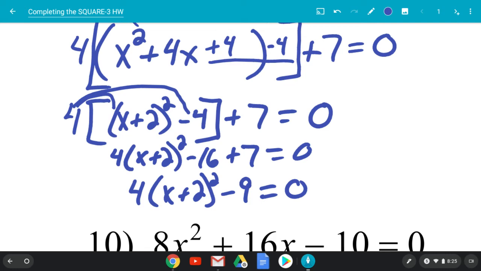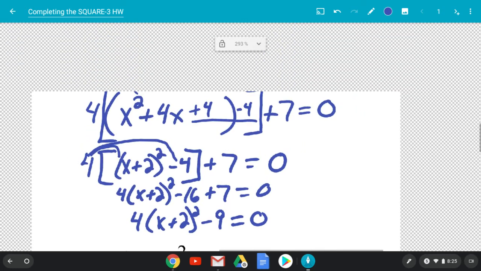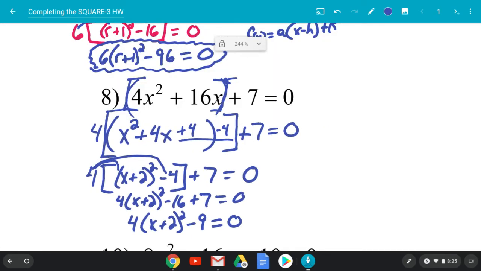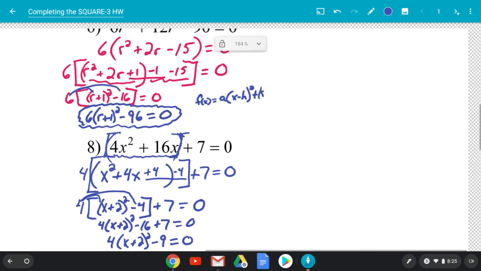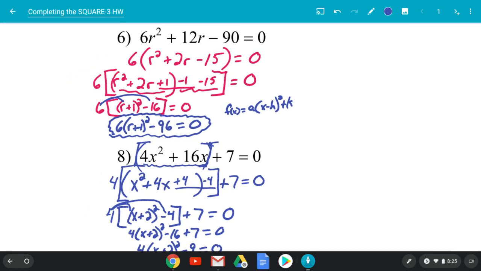Now, this one was a little bit different than the first one, wasn't it? Why? Well, the reason it was different is because when I took out the GCF, I only took it out of these first two terms. That's why that 7 just kind of hung out until the very end. Whereas in the one before, I was able to take that 6 out of everything. Yes? So reminder, I put a bracket around only what I can take the GCF out of. And then I have to multiply it back in. You okay? Let's try another one.